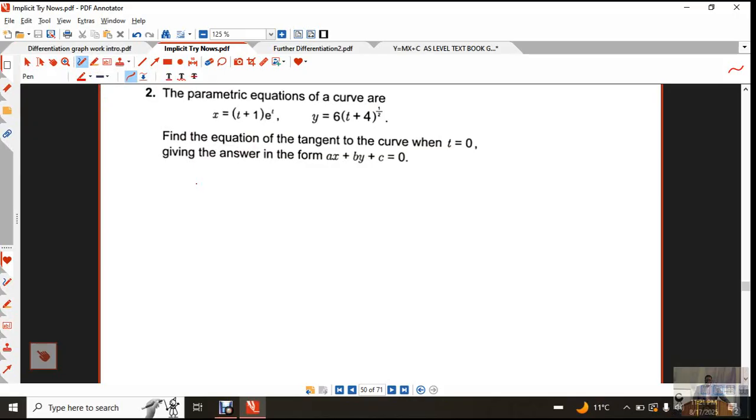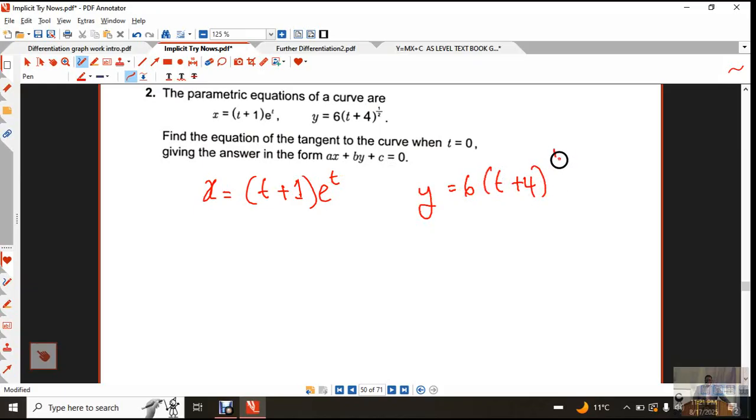It says the parametric equations of a curve are x is equal to (t plus 1) multiplied by e raised to t. So that is x equals (t plus 1) multiplied by e raised to the t, and the other one is y equals 6, and then in brackets we have t plus 4, raised to the power of a half. Good. Now they are saying find the equation of the tangent, so we need to find dy/dx, because of the equation of the tangent of the curve when t is equal to 0.